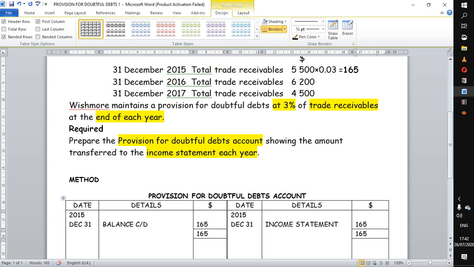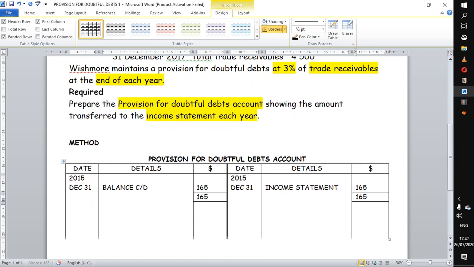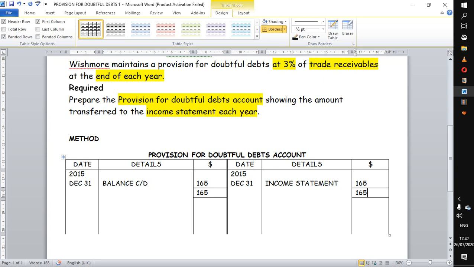But we don't forget the principle in accounts of bringing down a balance. A balance c/d is brought down on the other side, on 2016, January 1. Right, so it is brought down on the credit side as a balance brought down, and the value here is still 165.